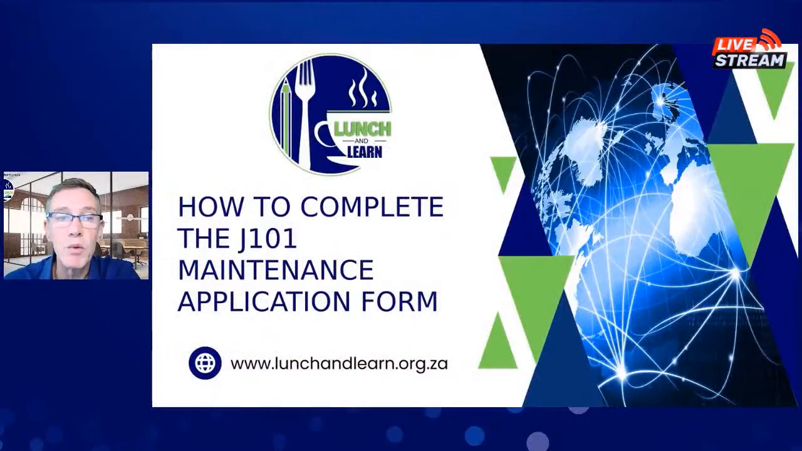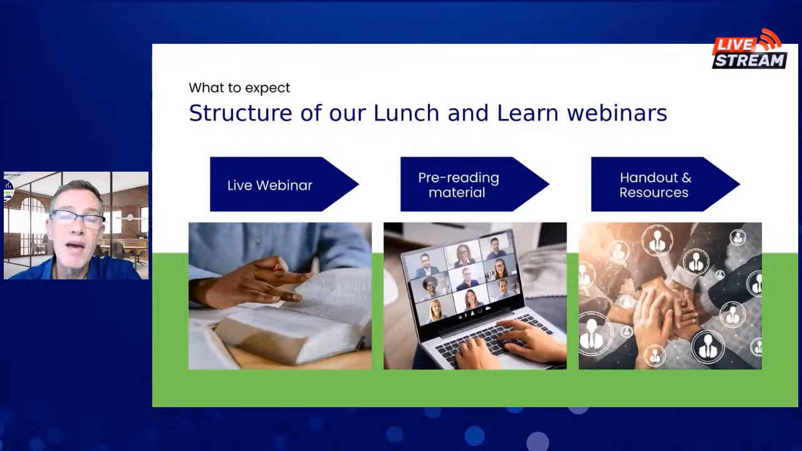Like I said, today we will be discussing how to complete the J101 application form. If you have registered, you would have received the link. On the link, you would find the live webinar, as well as some pre-reading material, just to give you context of what is going to be discussed today. There is also a tab called Handout and Resources. Under this tab, you would find all the templates, all the examples, all the documents that we will be discussing during this session. We will put them in that folder for you to download.